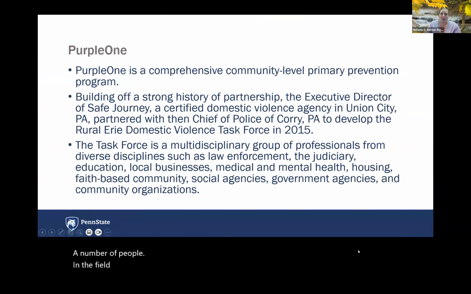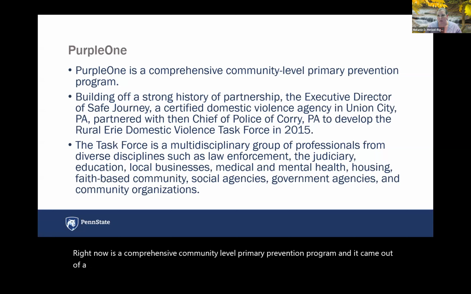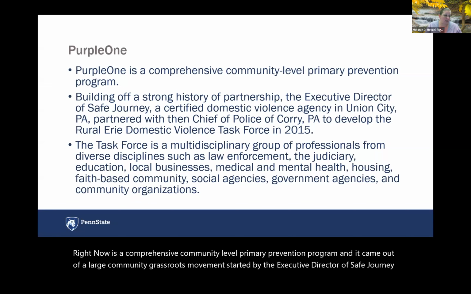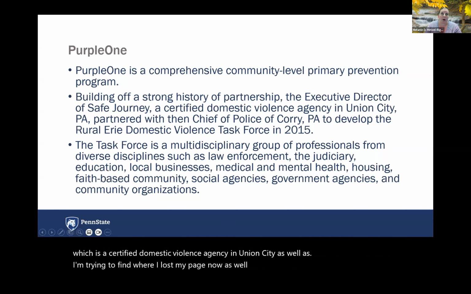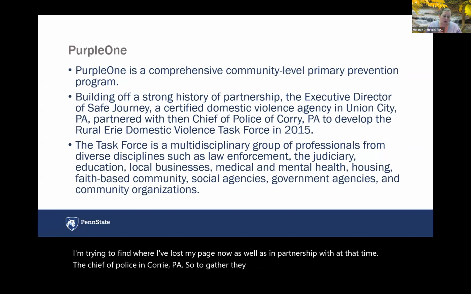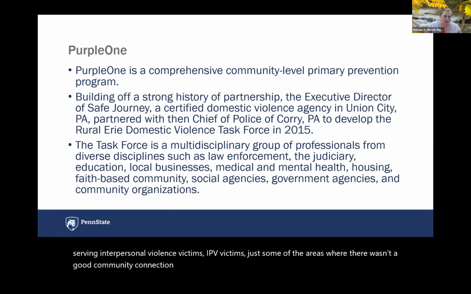Purple One right now is a comprehensive community level primary prevention program. And it came out of a large community grassroots movement started by the executive director of Safe Journey, which is a certified domestic violence agency in Union City, as well as in partnership with, at that time, the chief of police in Corey, PA. Together they identified, through their work serving interpersonal violence victims, IPV victims, some of the areas where there wasn't a good community connection, where police and domestic violence agencies were not connecting, or with medical centers, and it blew up.